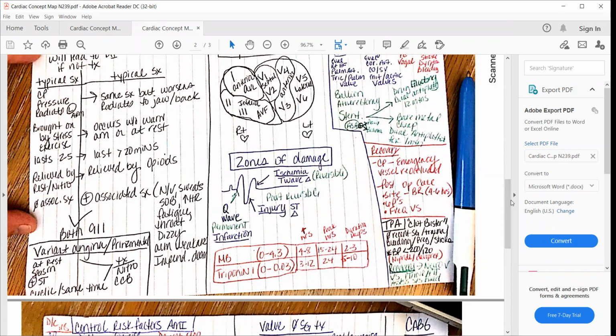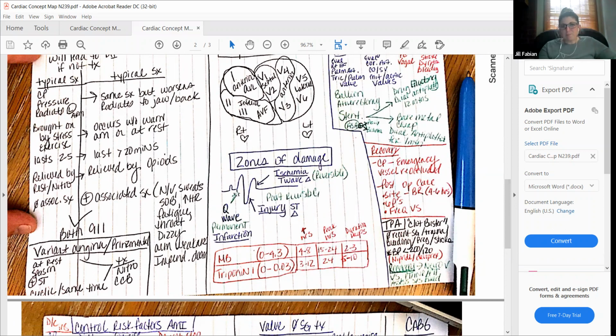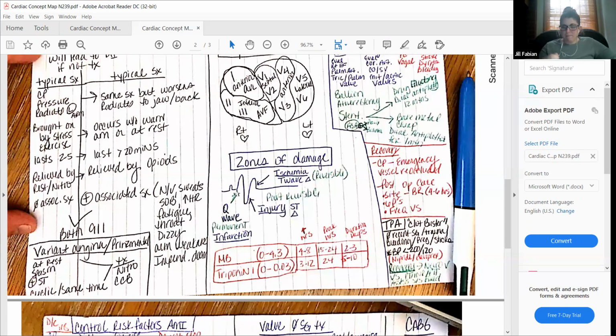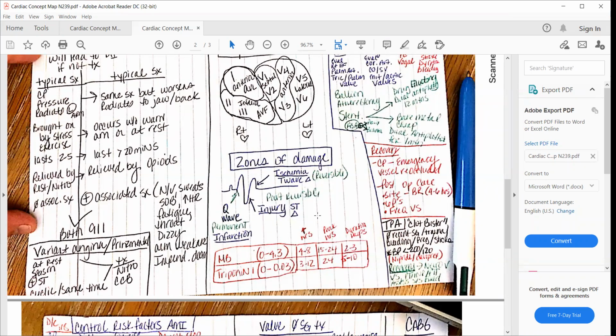Great. So the Q wave, you said that is a full-blown infarction. Yes. It's irreversible. So that's the only time you will have that. Yes. Yep.